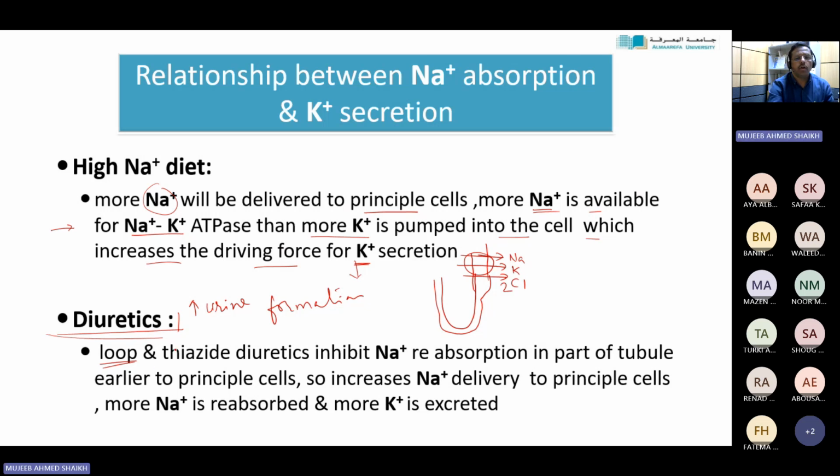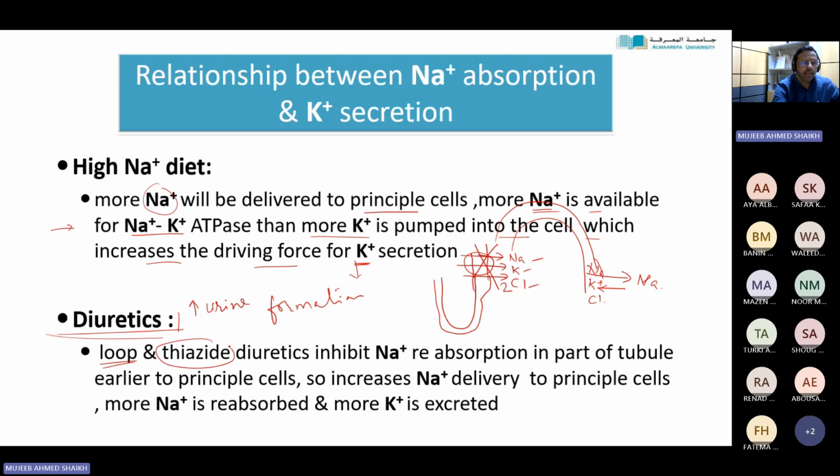These loop diuretics will cause inhibition of this sodium potassium 2 chloride channel, which is responsible for absorption of sodium, potassium, and chloride. If it is blocked here, this excessive sodium will go to the distal convoluted tubule and collecting duct. So excessive sodium, potassium, and chloride. When more sodium is there, the principal cells will cause absorption of sodium and excretion of potassium. So there will be loss of potassium there.